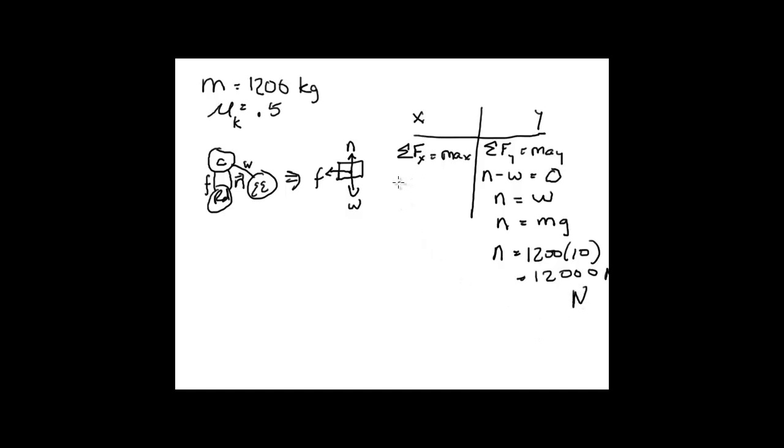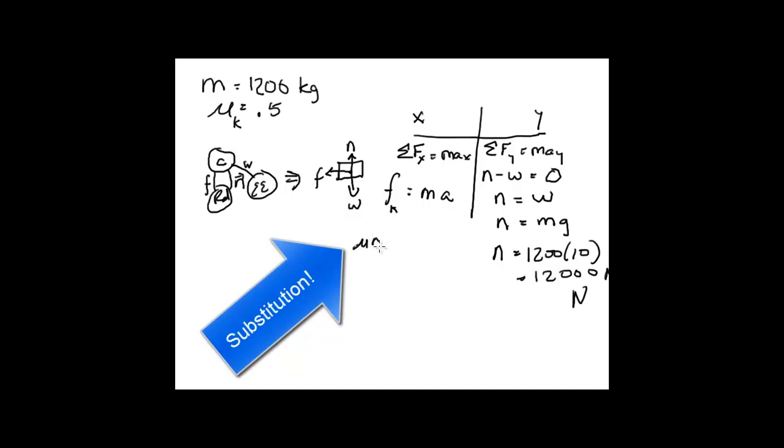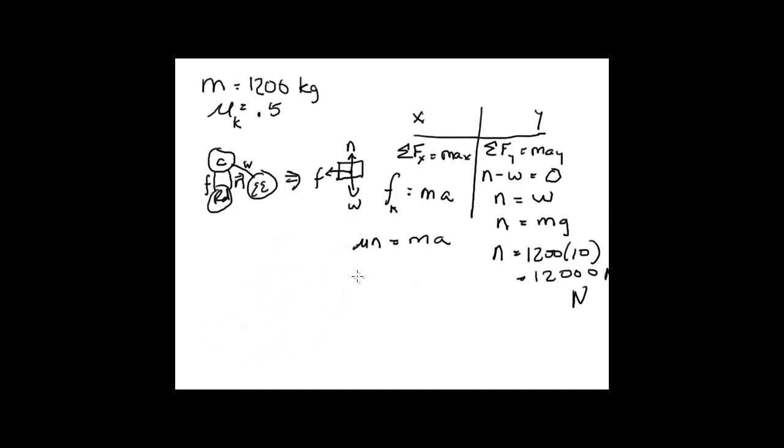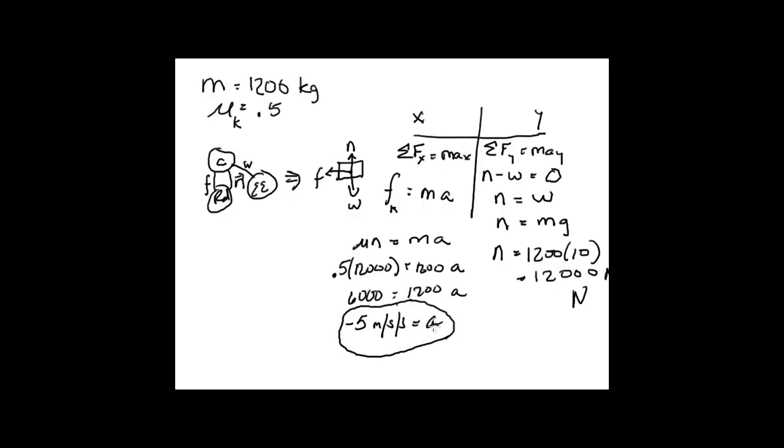Over here on the x-axis, we only have one force. So the kinetic friction force has to equal ma. Well, we know that friction is fun, so mu normal equals ma. And we know that the normal force is actually 12,000, so we insert 0.5 times 12,000 equals 1,200 a. So we have 6,000 equals 1,200 a. So a is equal to 5 meters per second per second. And because we know the friction was going in the negative direction, we can put a negative sign here. So you have determined that given the road conditions, the very best that Mr. Limbaugh could have decelerated would have been about minus 5 meters per second per second.